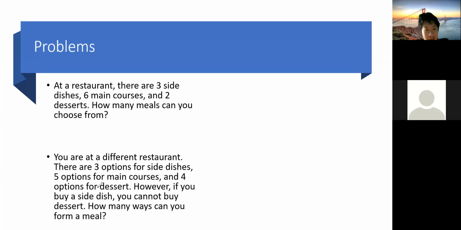For the second problem, you have to buy at least 2 types of food. So you can't just buy a main course without anything else, okay?